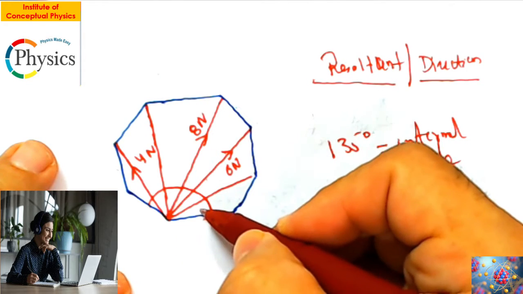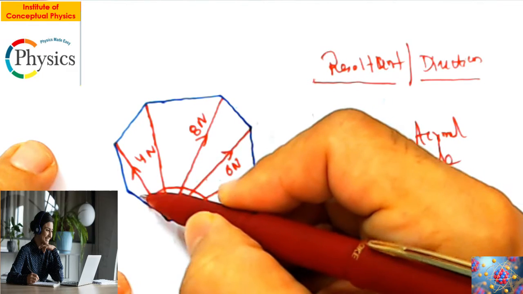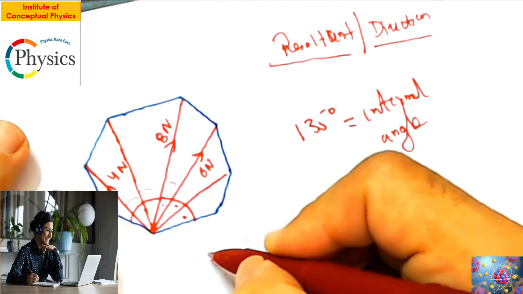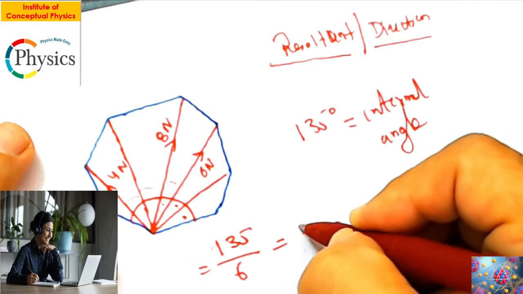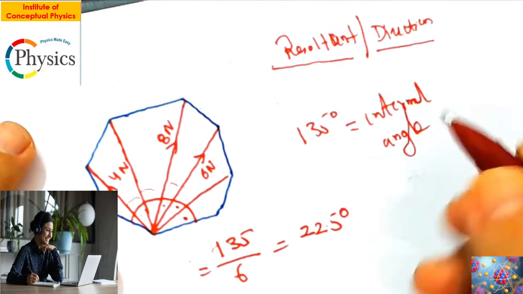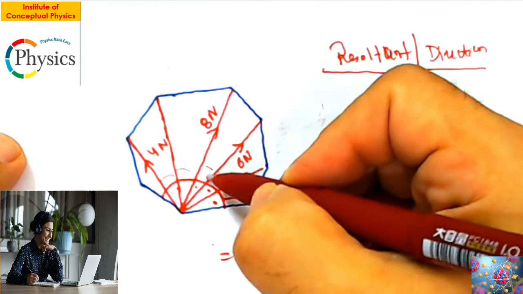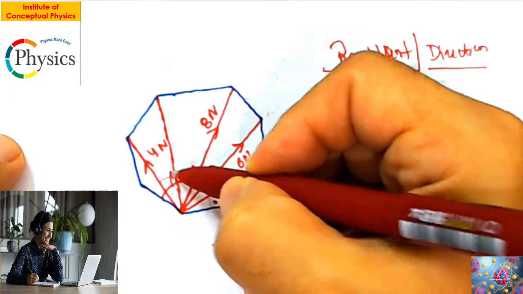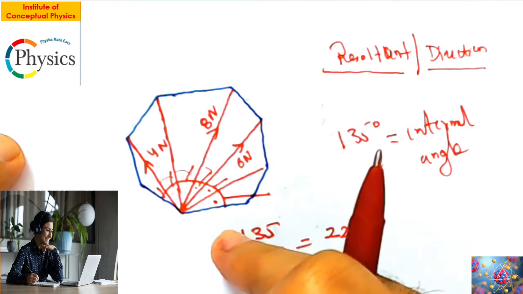But if you look into this angle, number 1, 2, 3, 4, 5, and 6 segments, each one of them is 135 degrees divided by 6, which is equal to 22.5 degrees. So this is 22.5, this is 22.5, this is 22.5, this is 22.5, this is 22.5, and so is this. I'm focusing on the angle and trying to understand the octagon.